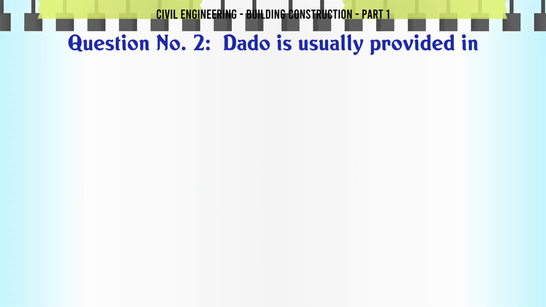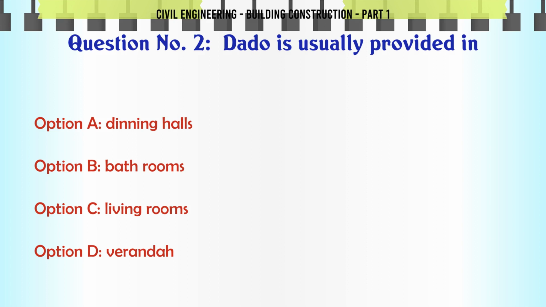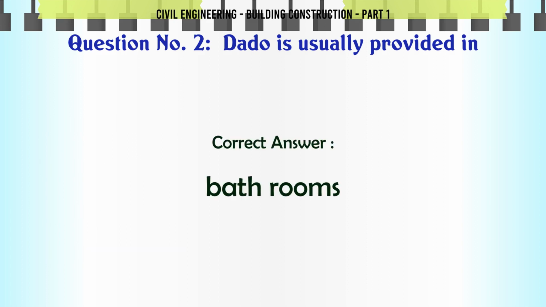Dado is usually provided in A. Dining halls. B. Bathrooms. C. Living rooms. D. Veranda. The correct answer is bathrooms.